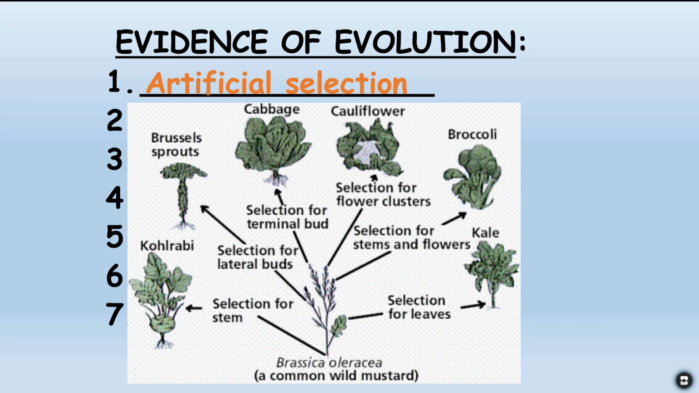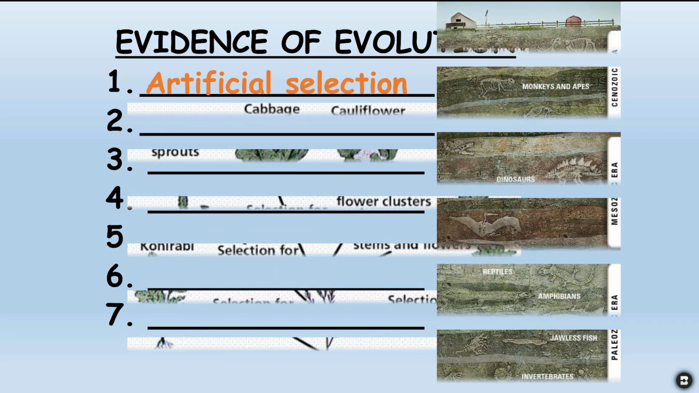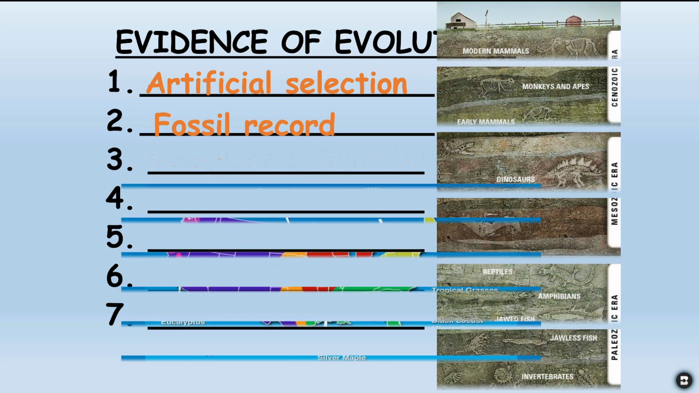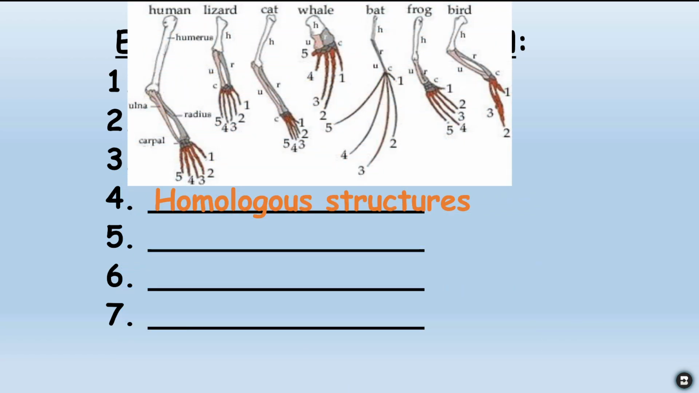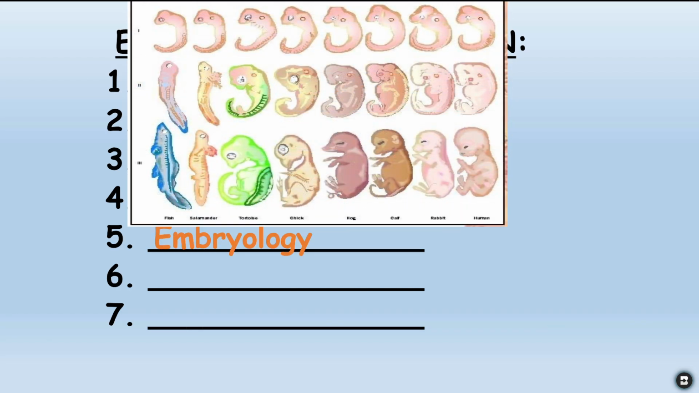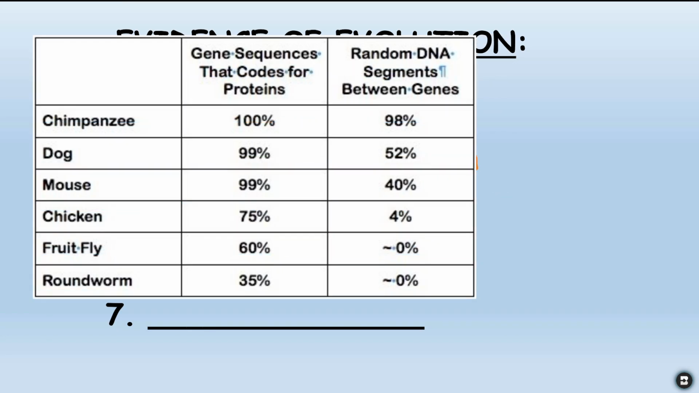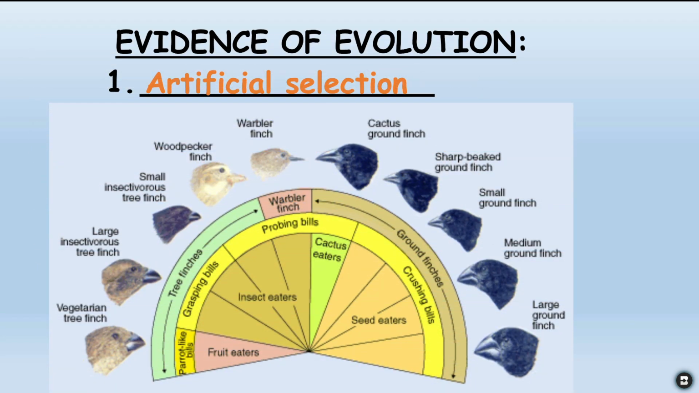So artificial selection, fossil records, geographic distribution, homologous structures, embryology, DNA sequences, and natural selection.